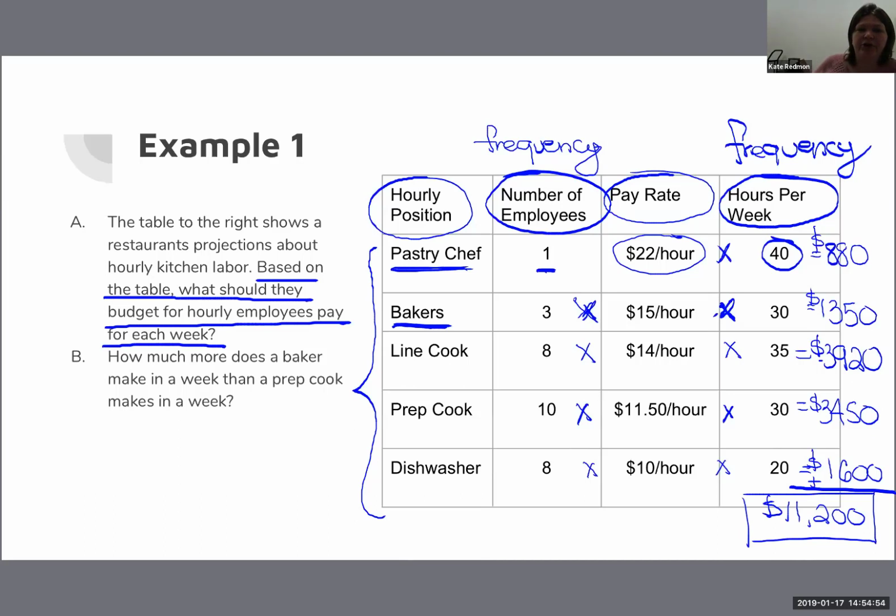I've got to sell a lot of burgers. Yeah, maybe not, not if there's a pastry chef. Maybe I have to sell a lot of steak.